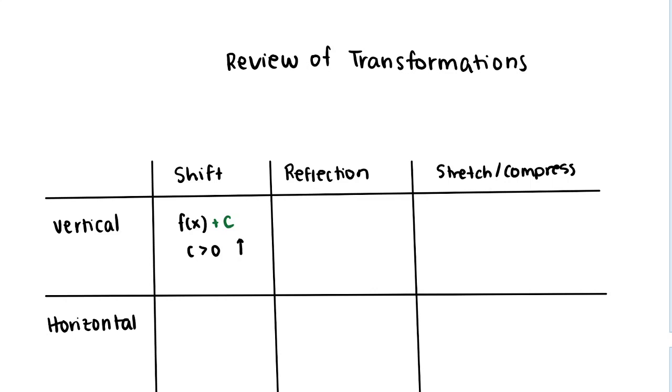And when we subtracted 2 away from our function, our graph shifted down 2 units. So when c is less than 0, we're going to shift in the downwards direction.